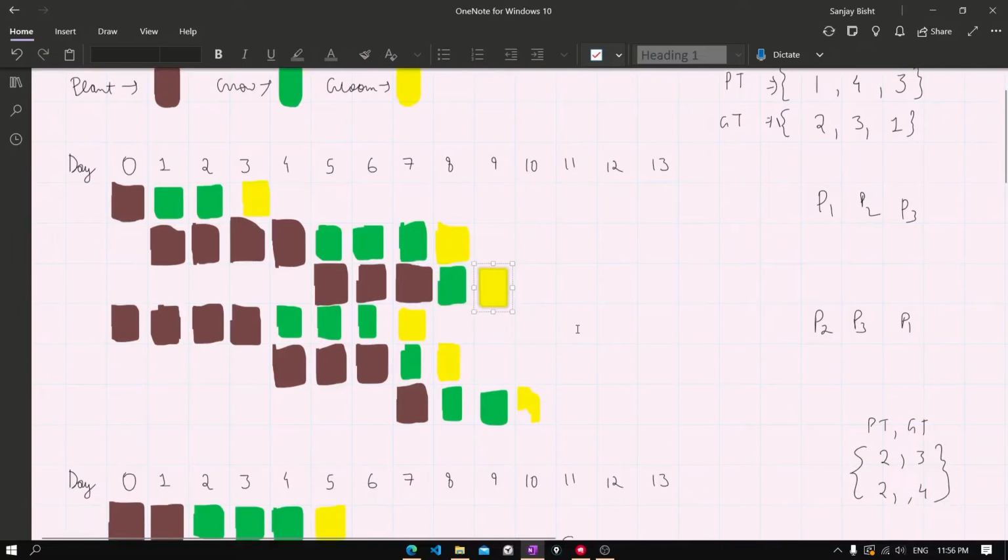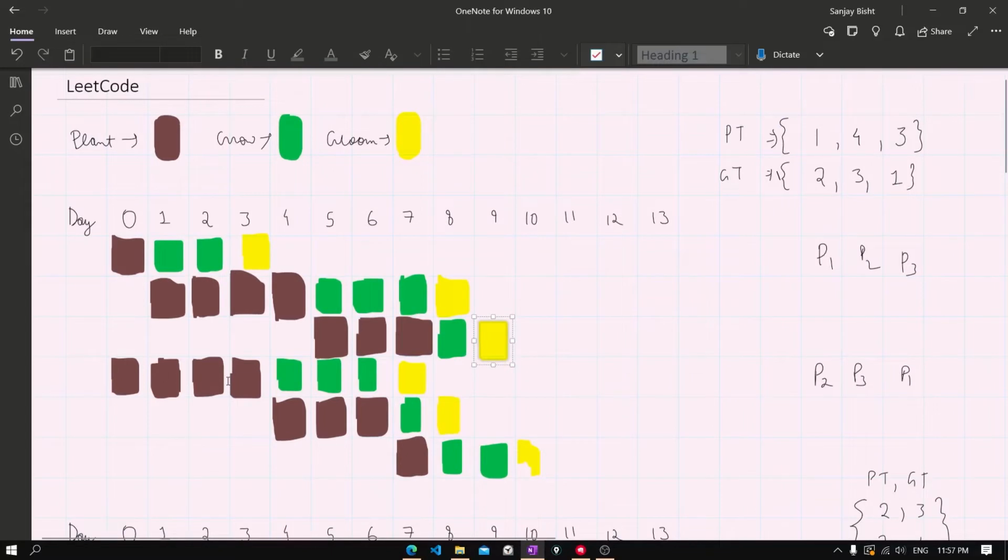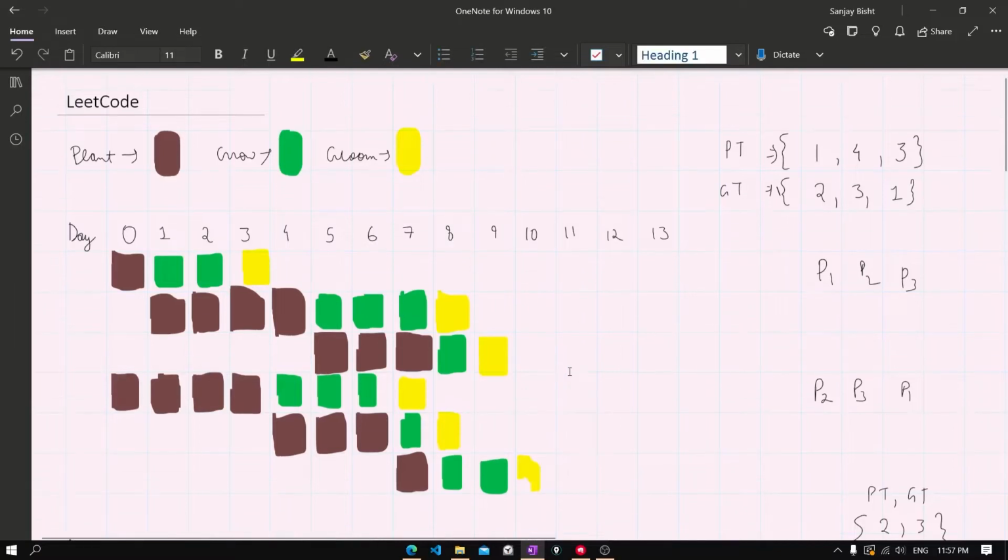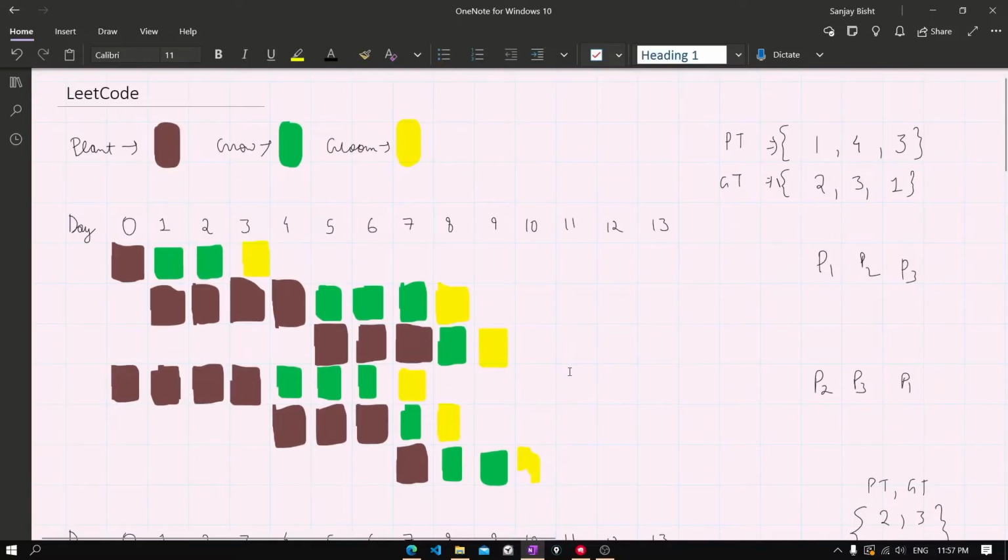So this is if we follow P1, P2, P3. But what if we follow P2, P3, P1? Then you can see this. If we follow P2, it will take 4 units of time, and after that 3 units to grow. And similarly after P2, we go to P3, so it will take three units of time. And similarly we will get the flower bloom at 10, which we don't want. We want this to be minimum. So let's see how we can approach this problem.